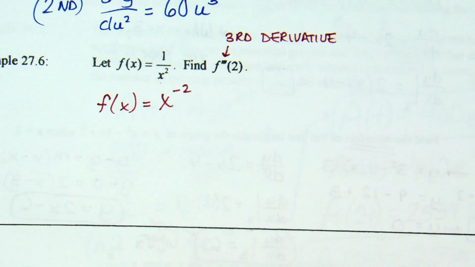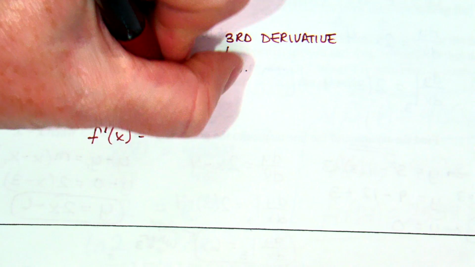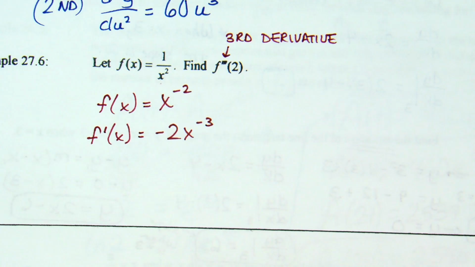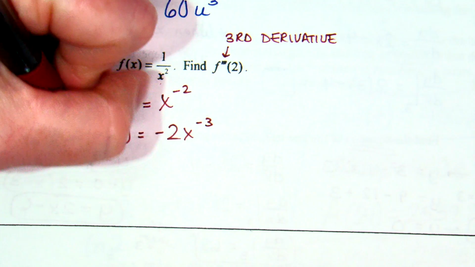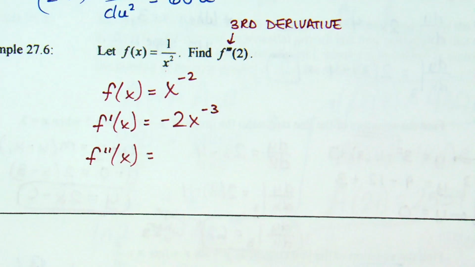So I need f prime of x, first derivative. Negative 2x to the negative third, because you said multiply by the negative 2 and subtract 1. Now, I'm just going to leave it in that form because I'm taking yet another derivative. Now I want f double prime, or second derivative. 6x to the negative 4. Negative 3 times negative 2 is 6. X to the negative fourth when you subtract 1.